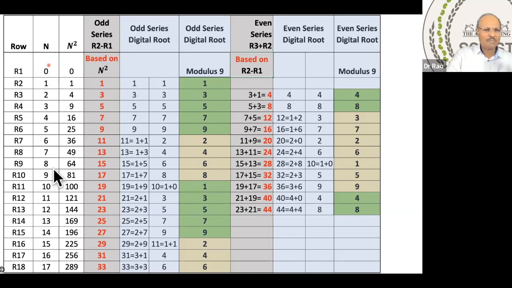But why does this stop at 33? Why does this stop at 44? This is very interesting. For that, in our Sulabha Shastra, in our Vedas, there is something called the Vedic digital root. What is digital root?